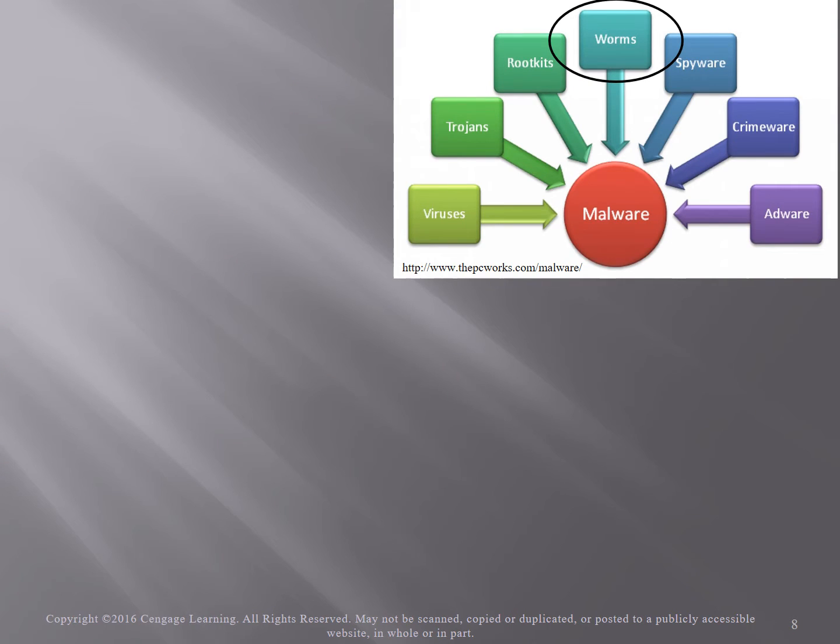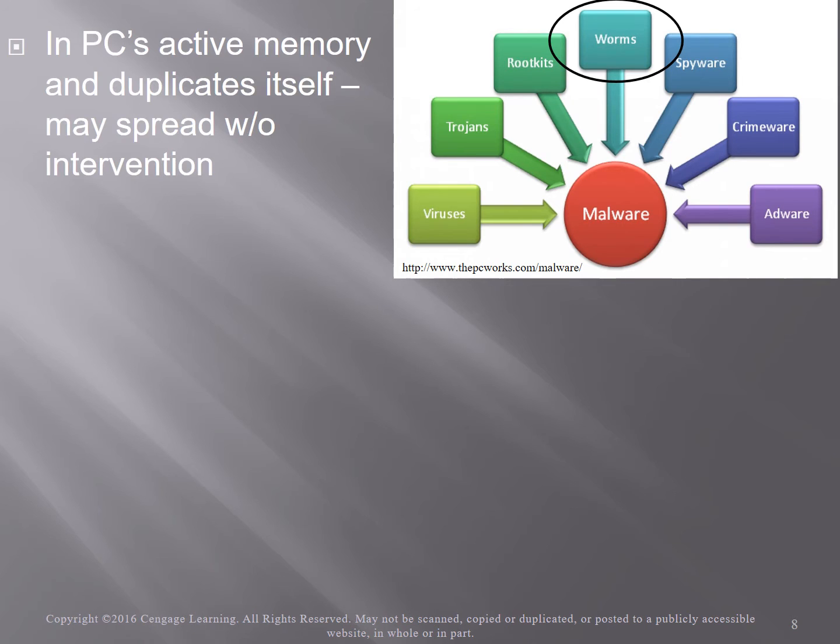A worm is another type of exploit that you've probably heard of. It stays in a computer's memory and recreates itself. It can spread without human intervention if it's on your system. It may have a negative impact. It's much like the virus. It may or may not have a large detrimental effect.